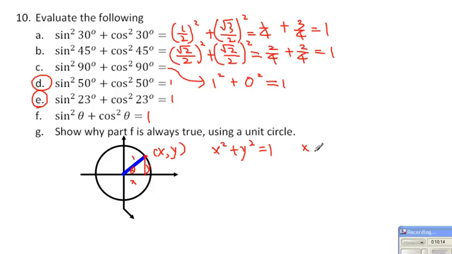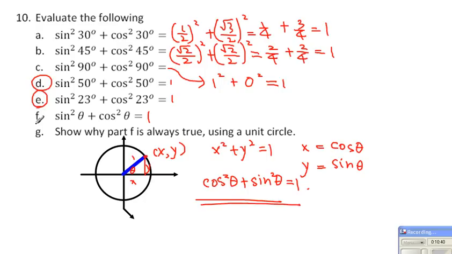But x, as we remember, on the unit circle, was equal to cosine of theta, where y was equal to sine theta. So therefore, if you plug in cosine and sine in the correct places, we would have cosine squared theta plus sine squared theta, which is equal to 1. So we realize that number F is always true, and it has been shown in number G.